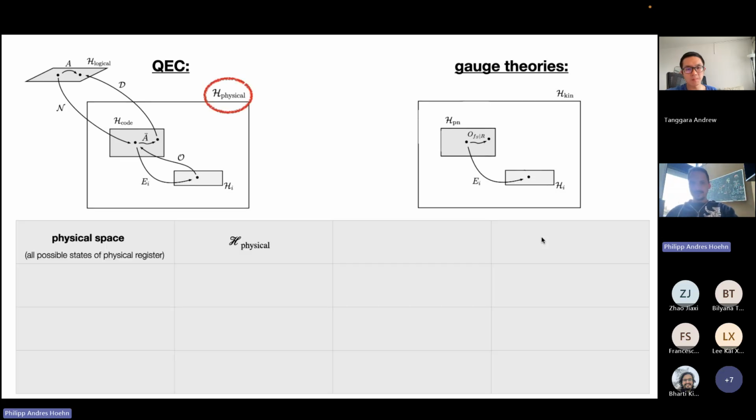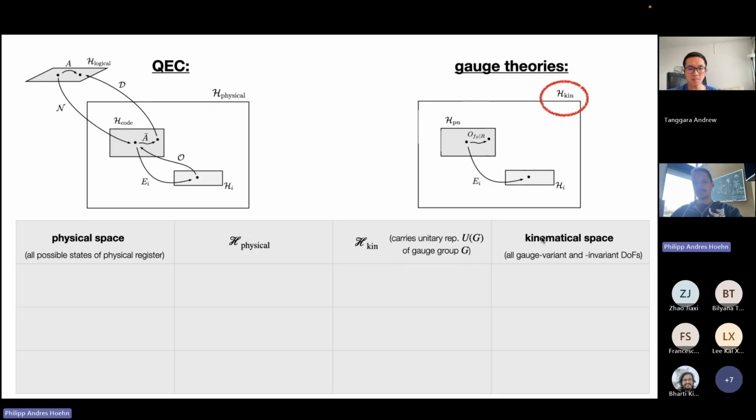So there are different types of Hilbert spaces on either side. Of course we have the physical space in quantum error correction that's encoding all the possible states of your physical register, including the redundant degrees of freedom. And on the gauge theory side, the analog of that is what is usually called the kinematical Hilbert space. That's the Hilbert space that carries all the gauge invariant and non-invariant degrees of freedom, and it also carries a unitary representation of whatever your gauge group is, just like the physical space carries a unitary representation of the stabilizer group if it is a group-based code.